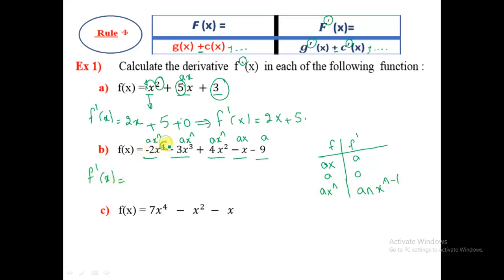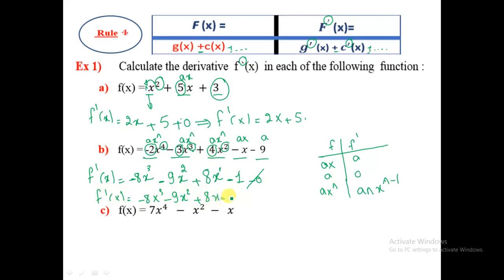F prime of x is 4 times minus 2, which is minus 8, x to the power, and the power 4 will be reduced by 1 to be 3, minus 3 times 3 is 9, x to the power, and we will reduce the power by 1 to get 2, plus 2 times 4 is 8, and we will reduce the power by 1 to get 1, and minus x, the derivative of x is 1, and the derivative of the constant 9 is 0. So the final answer of the derivative is minus 8x cubed minus 9x squared plus 8x minus 1.